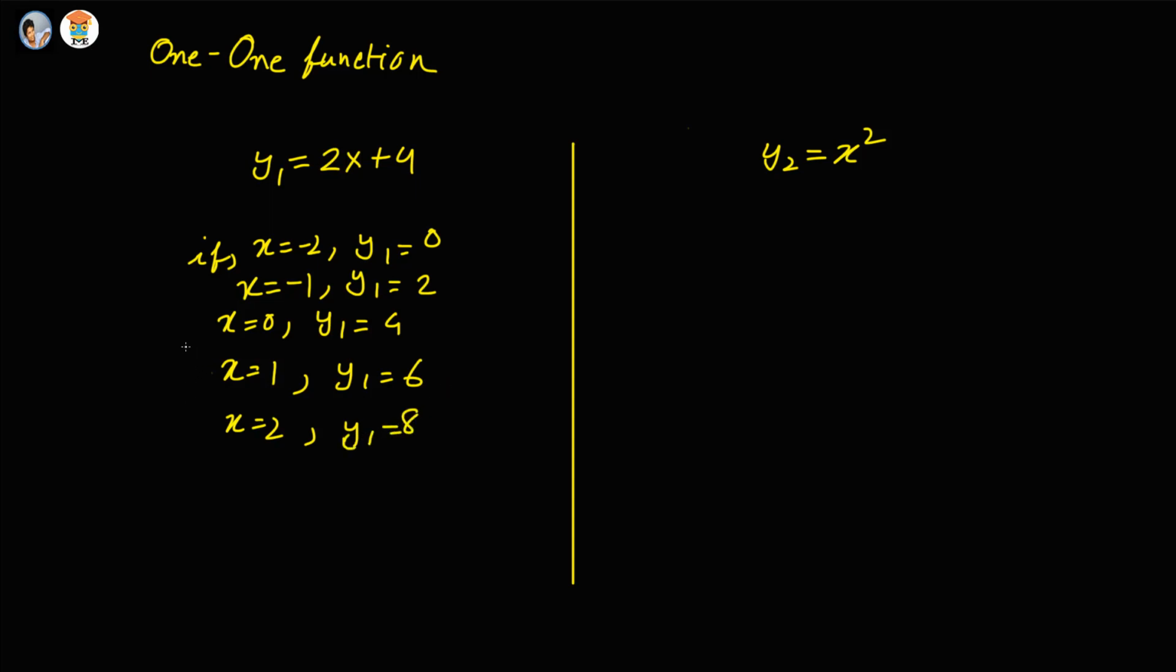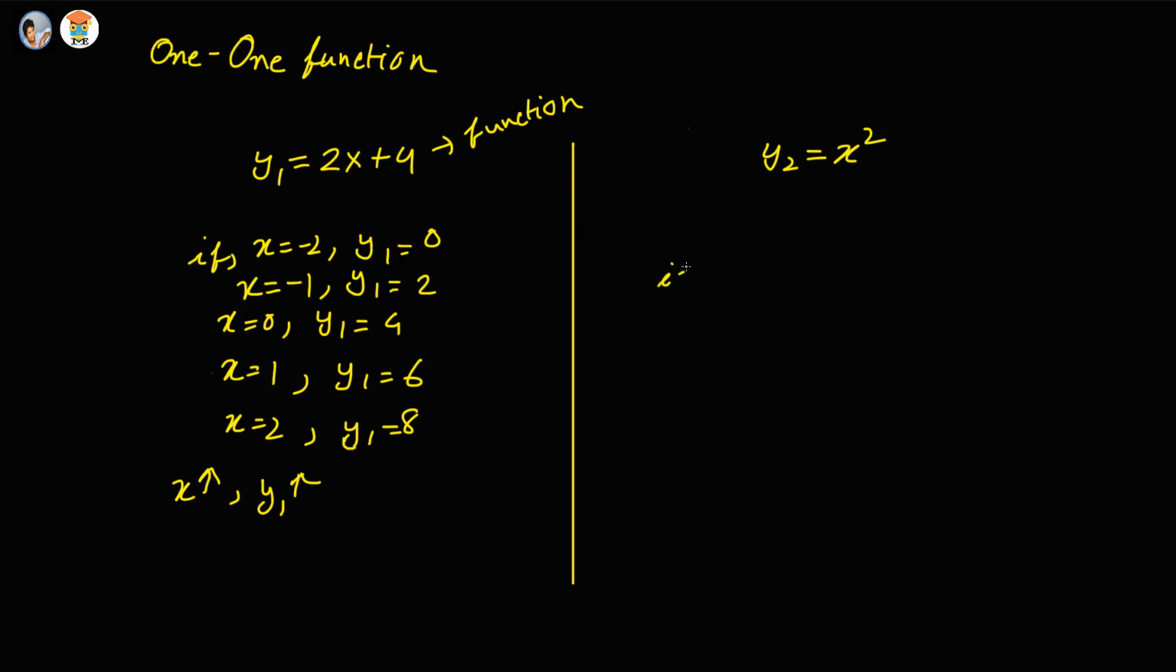Here we see that as value of x increases, value of y1 also increases. So there is a specific relationship. Therefore we can say that this equation y1 equal to twice x plus 4 is a function.